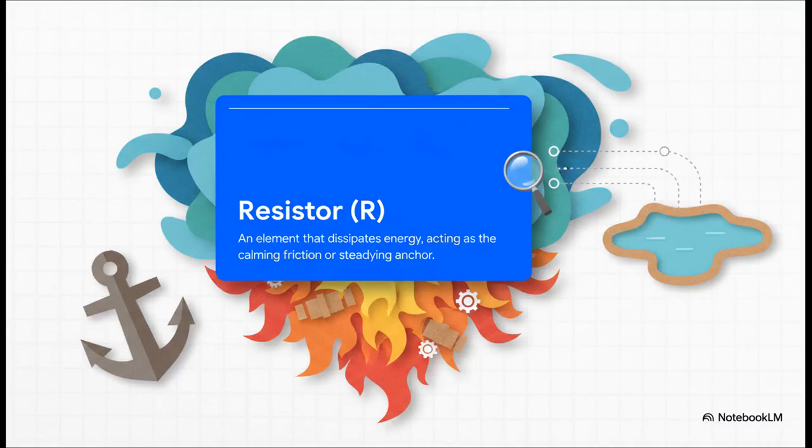Let's look at our very first character, the resistor, denoted by R. Now, the resistor simply dissipates energy, usually as heat. If you think about our circuit as a moving physical system, the resistor provides a steadying, grounding effect. It kind of acts as the calming friction. Without it, energy might just bounce around chaotically forever. It provides the anchor that eventually brings a restless system to a complete stop.